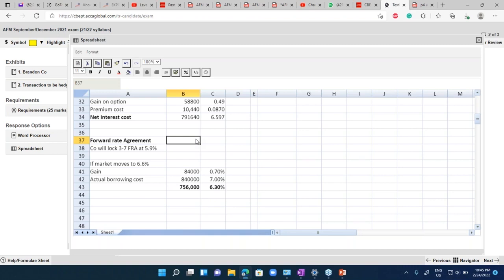Is the money market still in the syllabus? Yes, it is still in the syllabus.